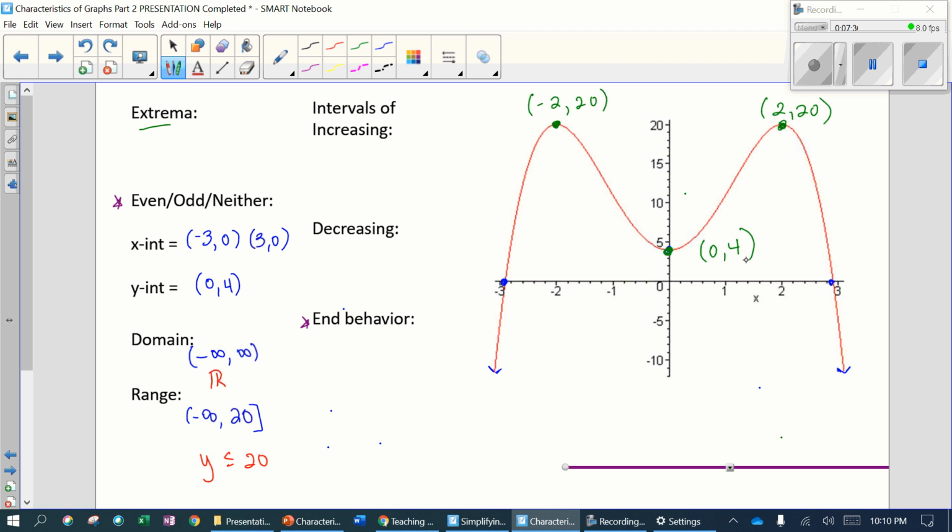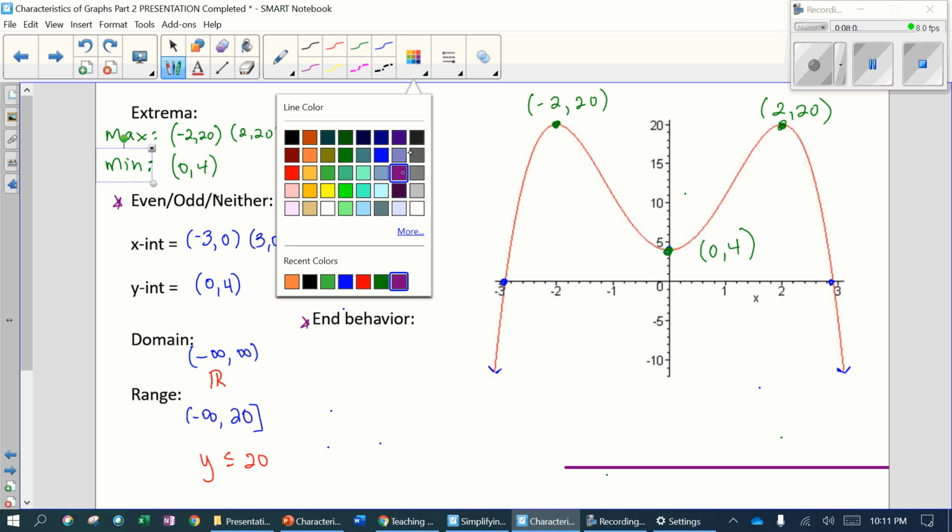So extrema, there's two types. There's maximums and minimums. So if I define the maximums, I would say there's a maximum at negative 2, 20 and at 2, 20. And then the minimum is at 0, 4. Extrema. Done. We can go to intervals next.